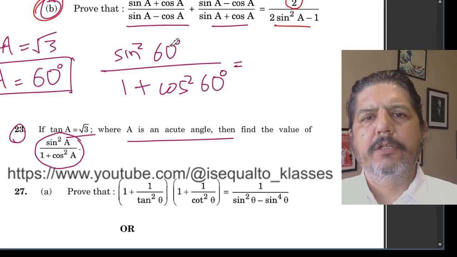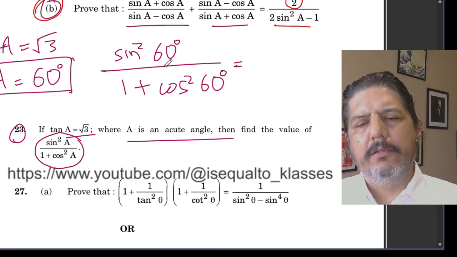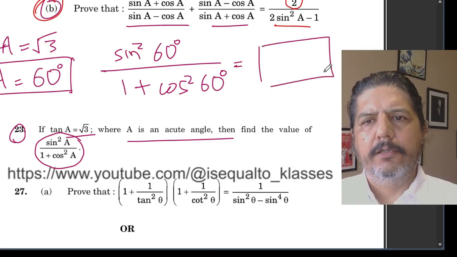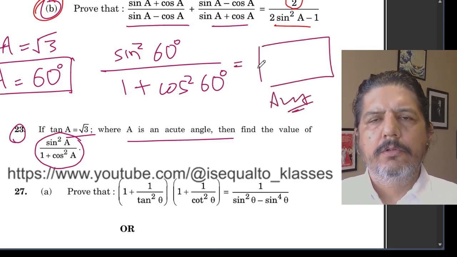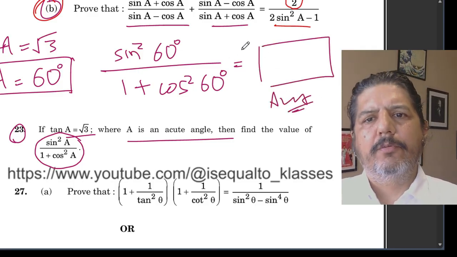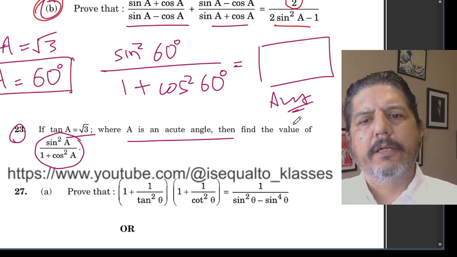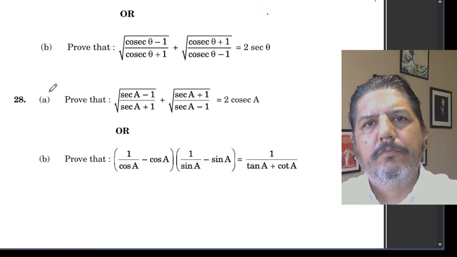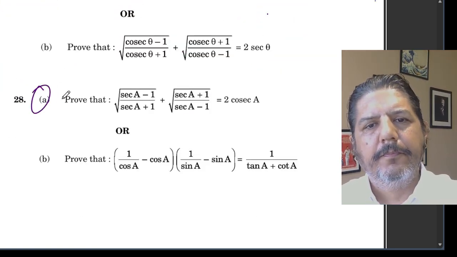And then you can put the values of sin² and cos² and then you can find the answer. So this is one of the easier questions. Let's move to the next question. So let's have a look at this question.